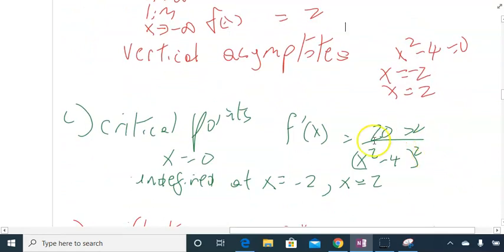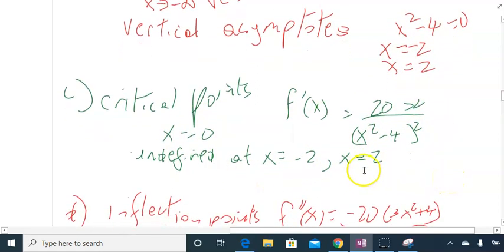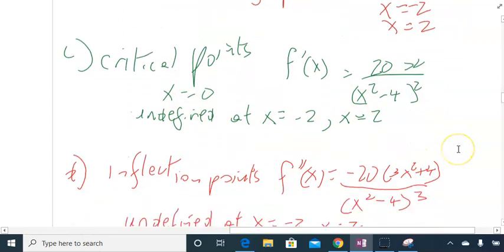Your critical points would be where you set your first derivative equal to 0, and here for your numerator, x will be equal to 0. For your denominator, you get the same things that you got for your vertical asymptotes, which was -2 and +2. And we already said those were asymptotes. So our critical point that we'll focus on to check max or min will be at x equals 0.